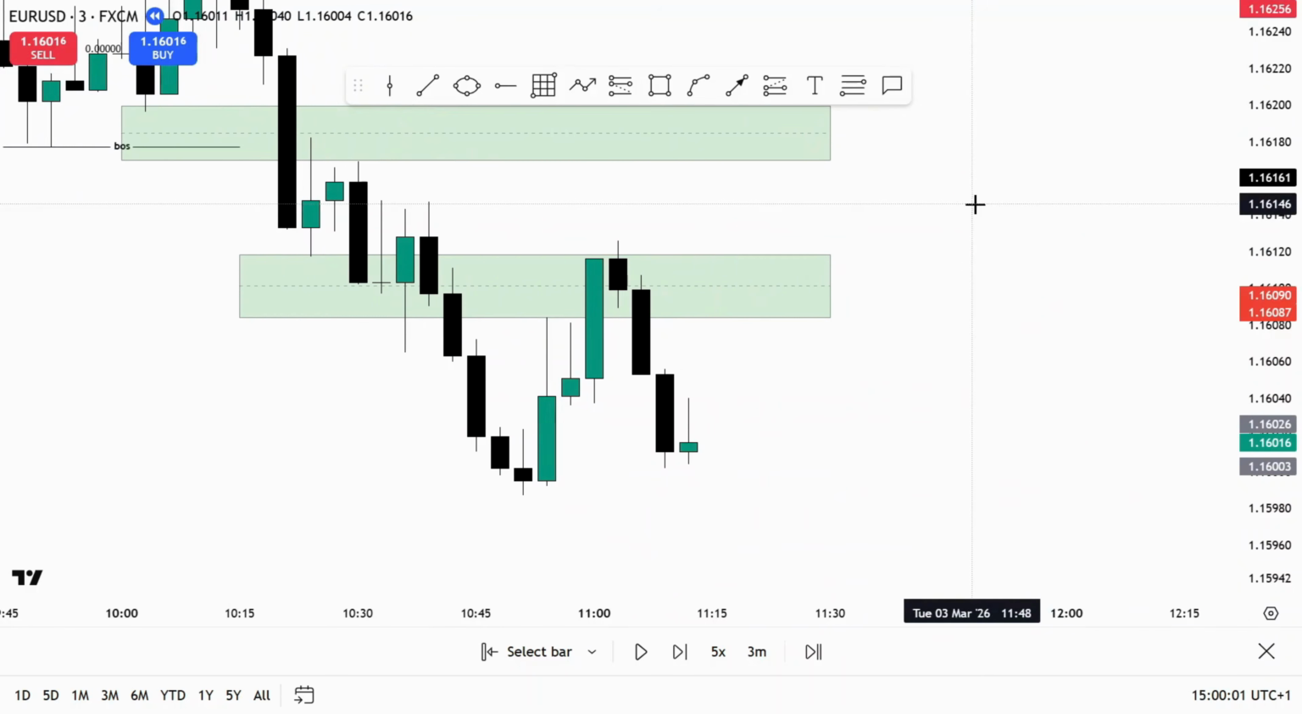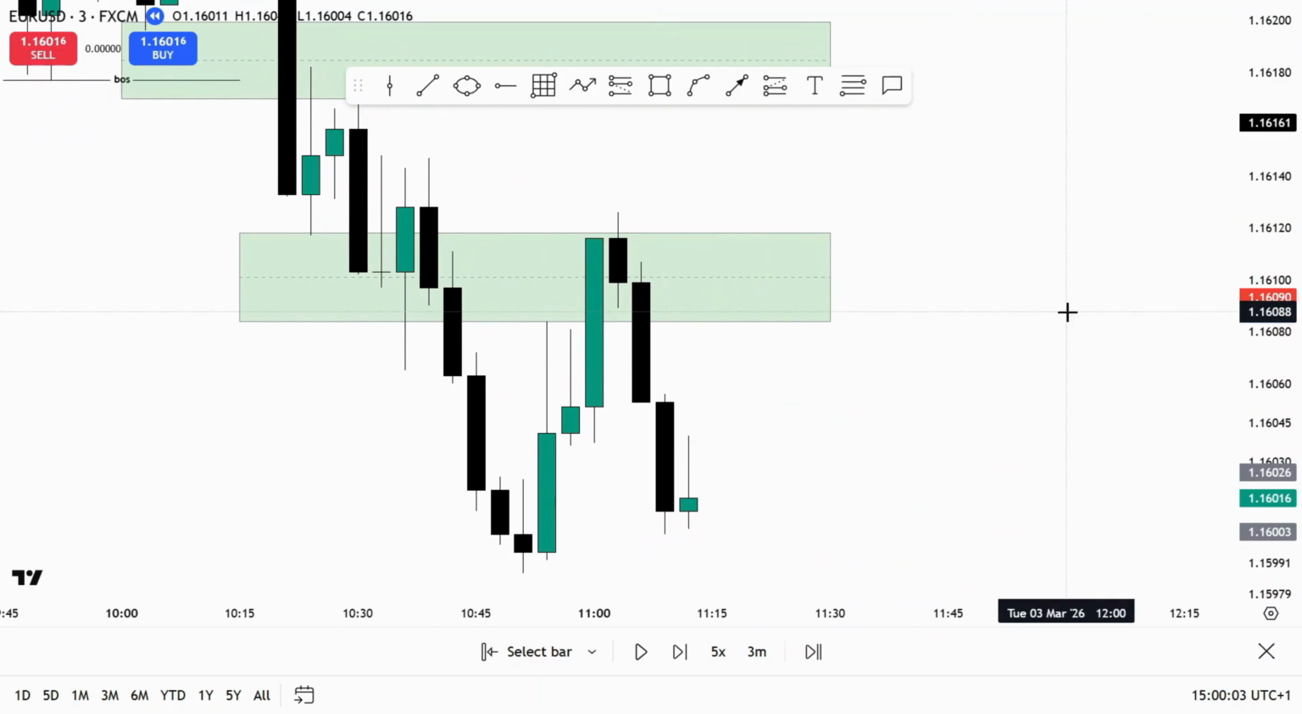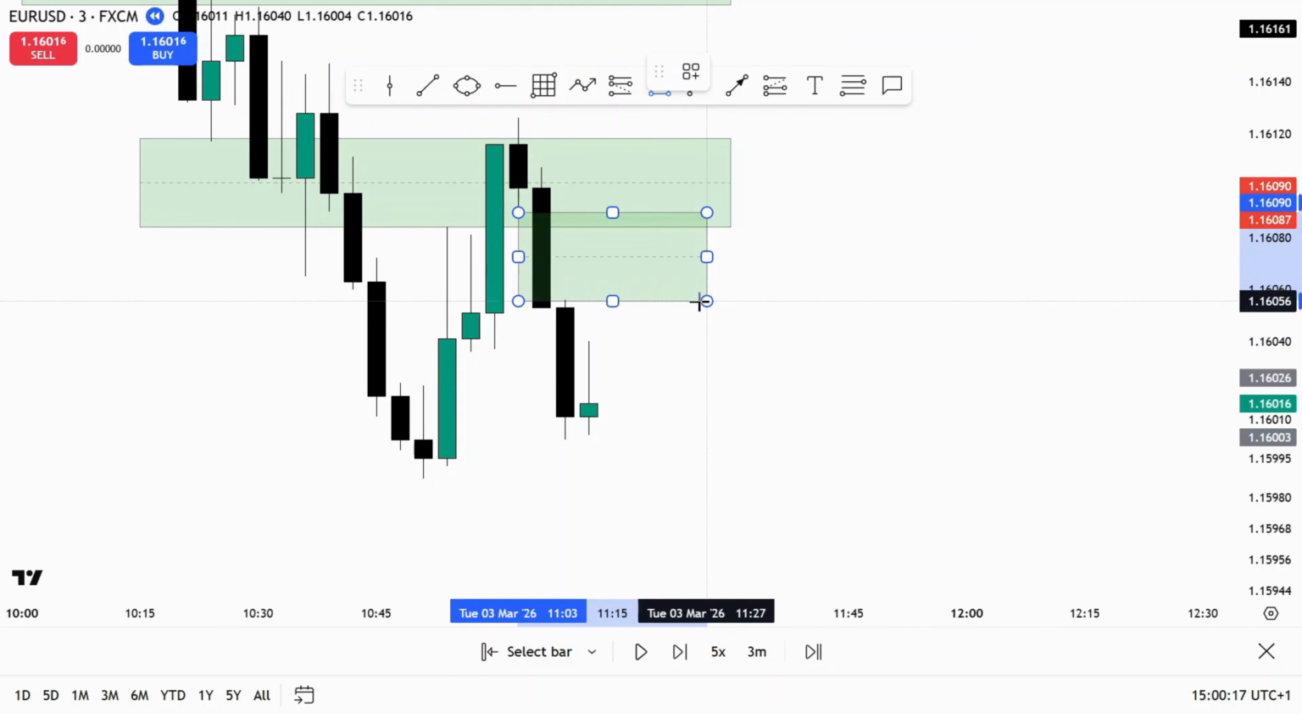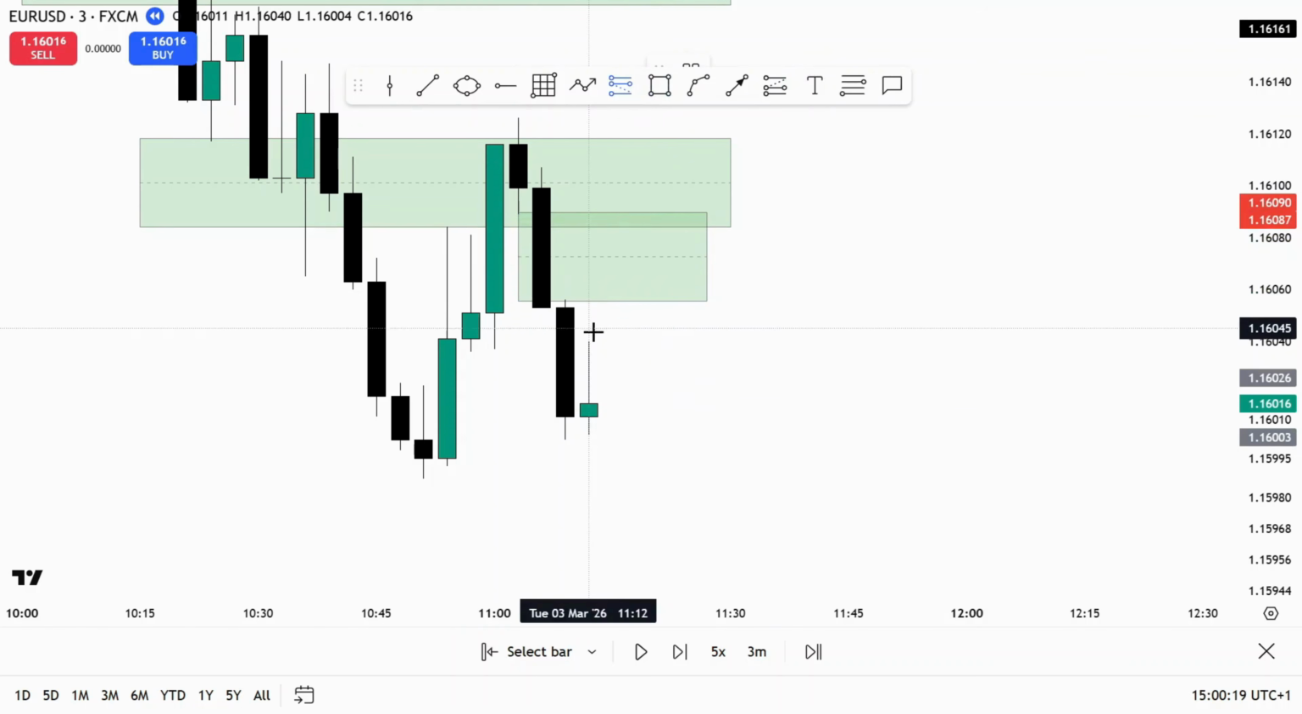And in the 3 minutes time frame, we can see that this was the last bullish candle. And as you can see, price has closed below the last bullish candle, and it did so impulsively, leaving behind a bearish fair value gap. So this is the area where we should be looking to take our trade.